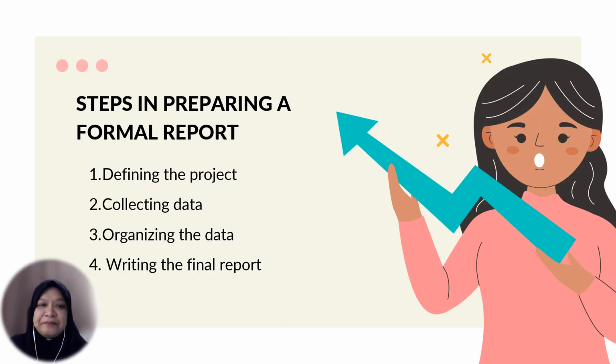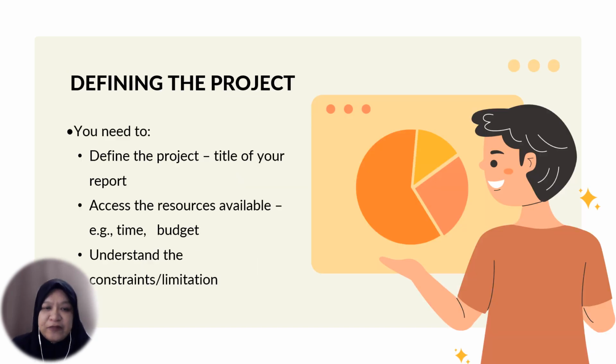So, steps in preparing a formal report. First, we need to define the project. After we confirm the background, the issues or problems that we want to solve, we need to collect the data. After that, we have to organize the data, and then finally, we can start writing the report. Okay, so let's start with the first step, defining the project.